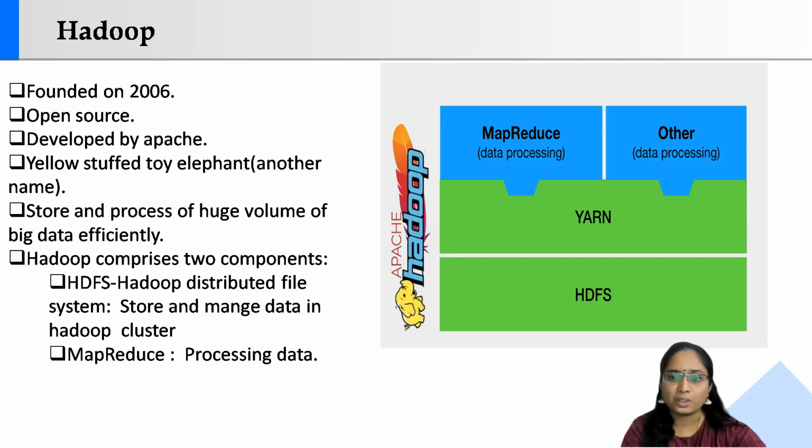It was founded in 2006. It's open source and is developed by Apache. They also call it by another name, the yellow stuffed toy elephant. It's mainly useful for storing and processing huge volumes of big data in an efficient manner.